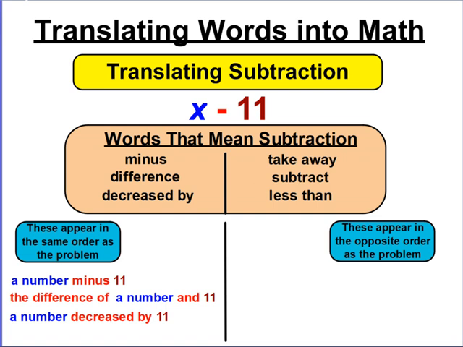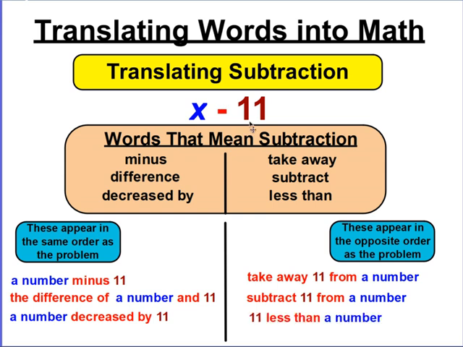Okay, on the right-hand side, when we say these, we're taking away 11 from a number. So whatever that number is, we're taking 11 away from it. So when we do that, the burgundy and blue get switched. You're taking 11 away from what you already have, which is blue, a number. We're subtracting 11 from what we already have, which is a number. So it switches the order. And this shows 11 less than what we already had, which is blue, a number.